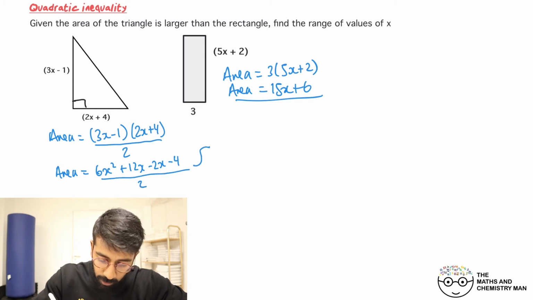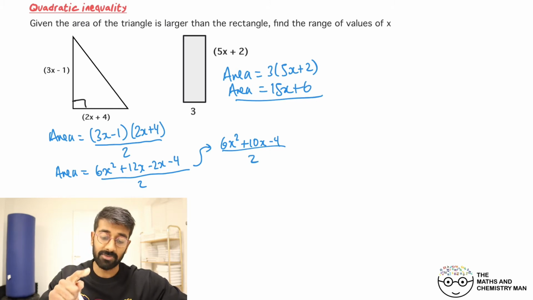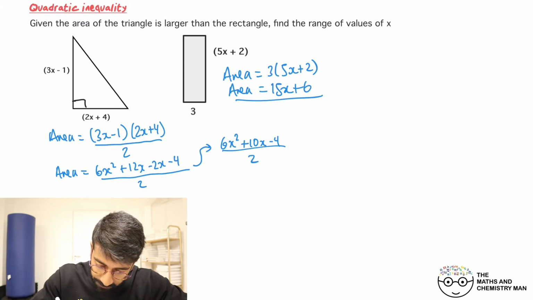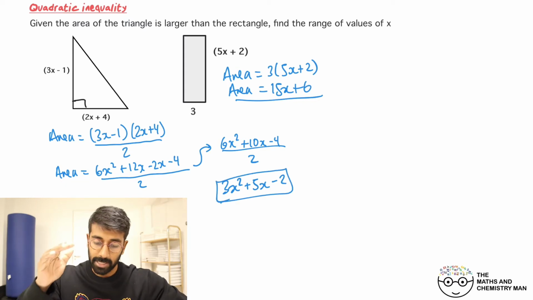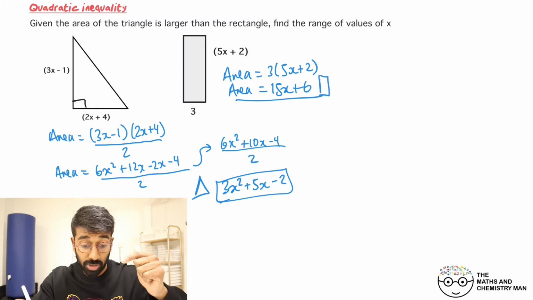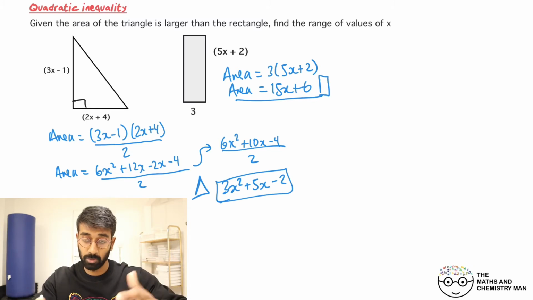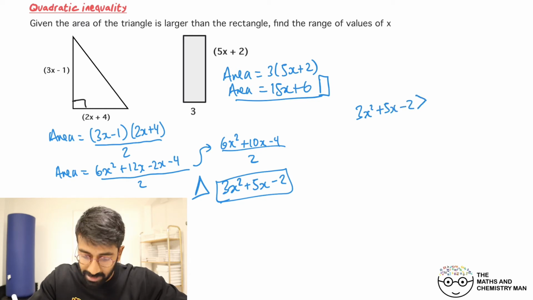Let's neaten this up a little bit. So we'll have 6x squared, and then plus 10x minus 4 all over 2. All of those numbers divide by 2 very, very nicely, in fact. So then we can just make that 3x squared plus 5x, and then minus 2. Okay, perfect. Now, this is the triangle over here, so I'll put a triangle next to that, and this one is the rectangle. We were told that the triangle is larger than the rectangle, so it's bigger than, okay? So what we can now say is, well, 3x squared plus 5x minus 2 is greater than 15x plus 6.